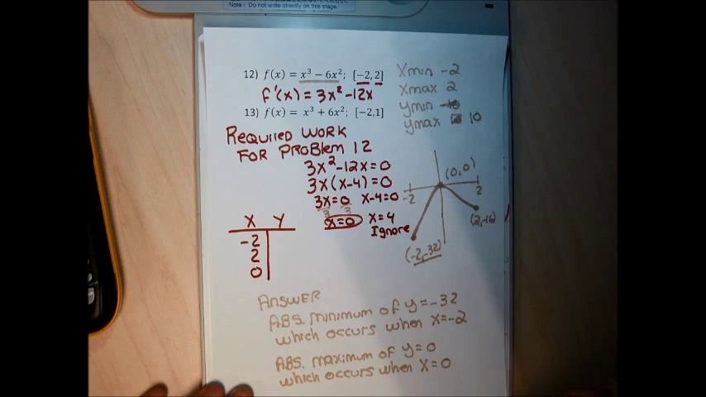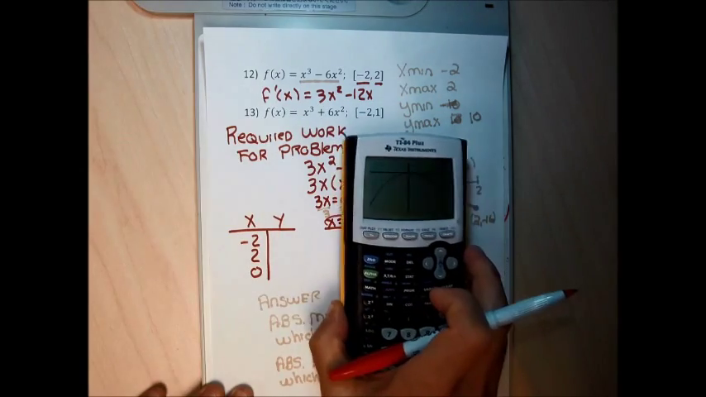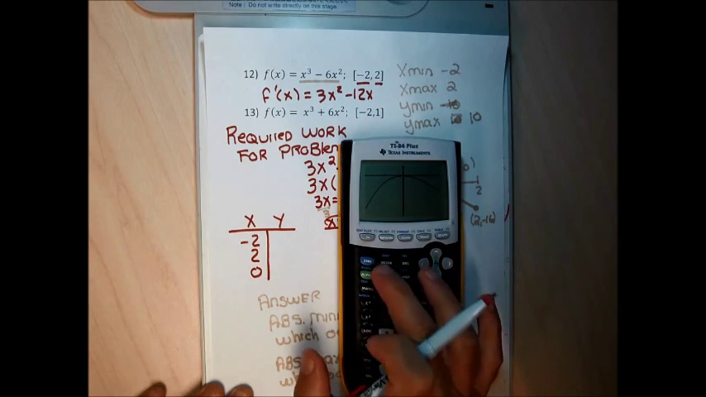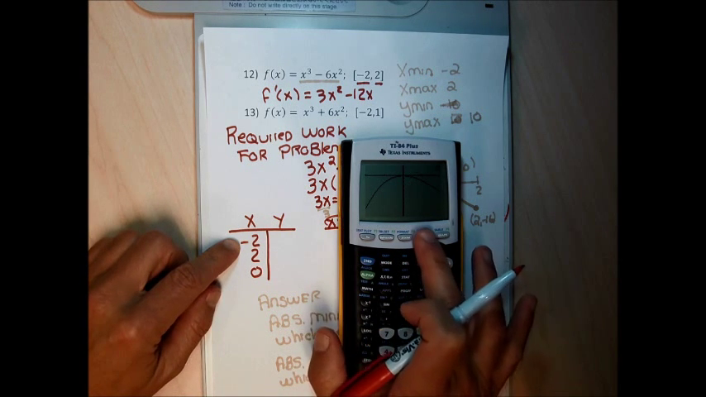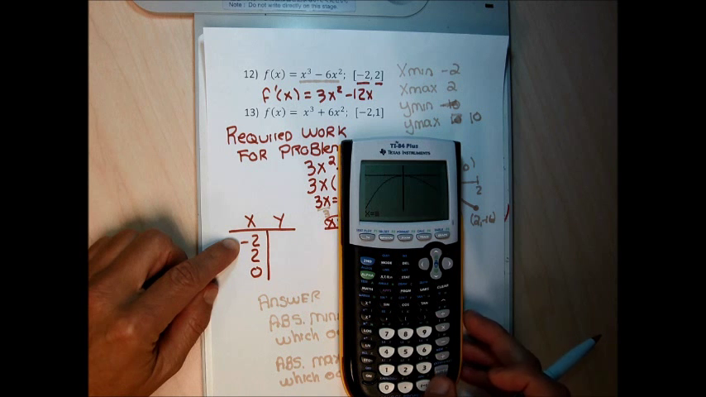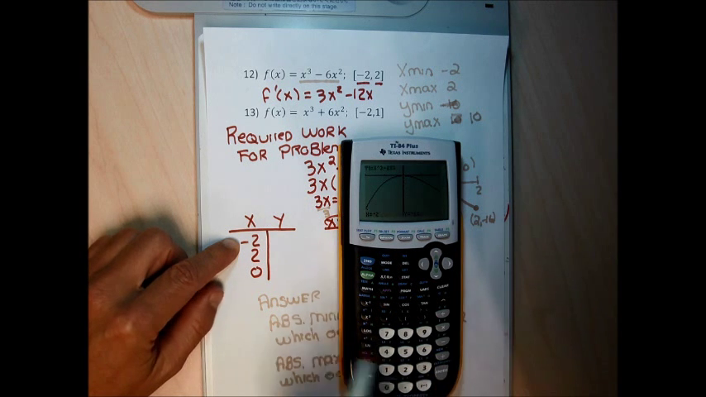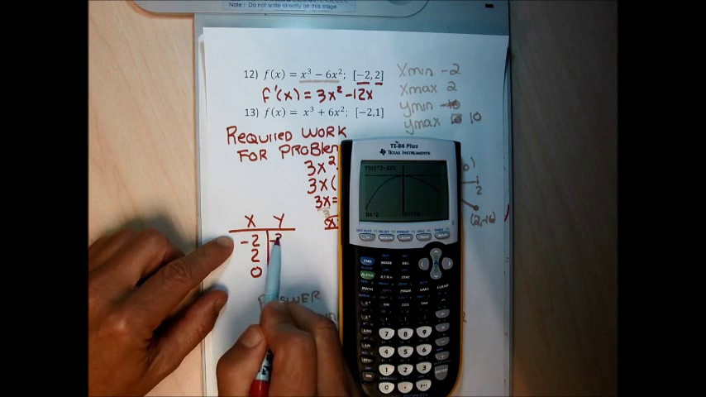I've already found all these y's, but I'll find them again, and the easiest way to find y's is to use the value feature of my calculator. So to find the y for x equal negative 2, I'll go second calc, hit enter on value, type negative 2, and it gives me negative 32.